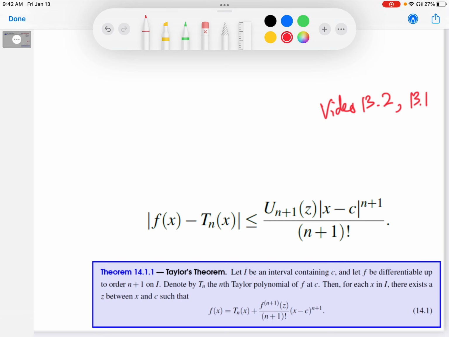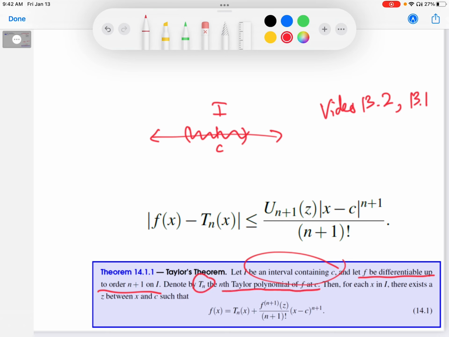Okay, so I is an interval containing c. So, for all visual purposes, think of c here, and then I is maybe some interval that contains c. That's I. Let f be differentiable up to order n plus 1 on I. Very similar to the requirement for calculating a Taylor and Maclaurin polynomial. The function is differentiable enough times. Denote by T sub n the nth Taylor polynomial of f at c. Okay, those are all the assumptions.